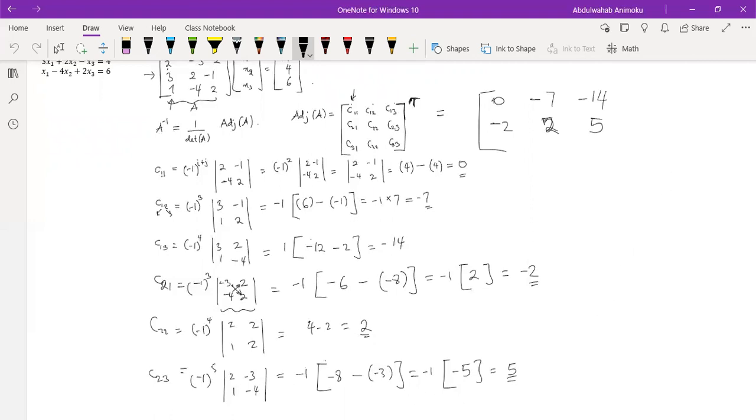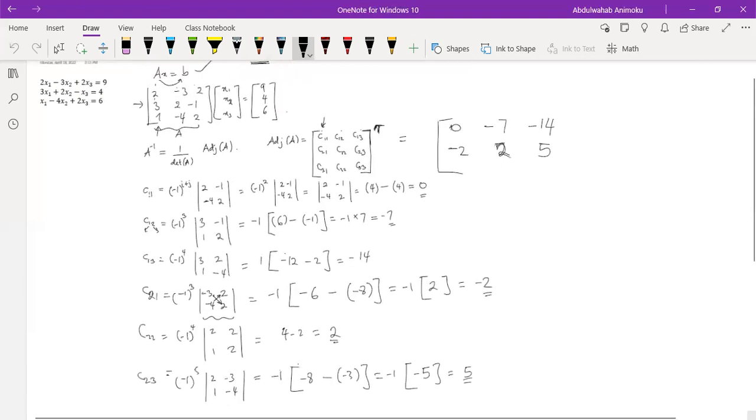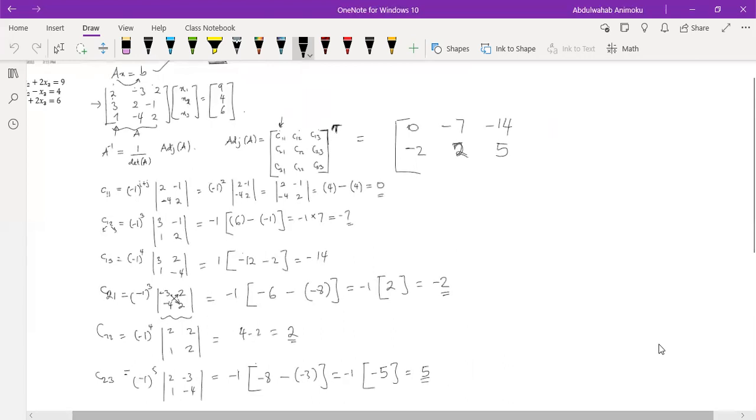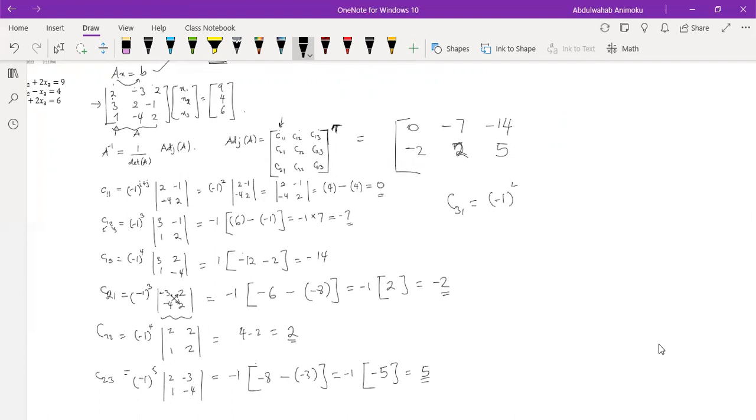So let's compute the rest on this side. Okay, C31, right? C31 will basically be minus 1 raised to the power 4. Then determinant of, so we close the first column and the third row. So that will give us minus 3, 2, 2, minus 1. And this will give us 1 times minus 3 times minus 1, that is 3, minus 4, 2 times 2. So that gives us minus 1.